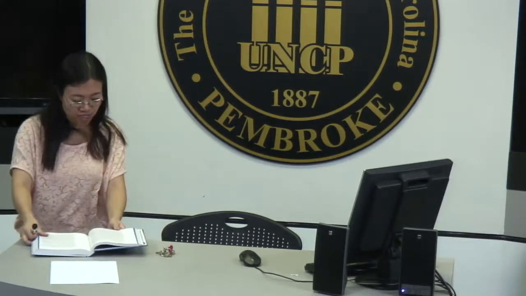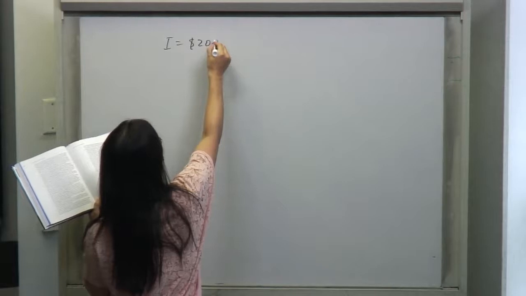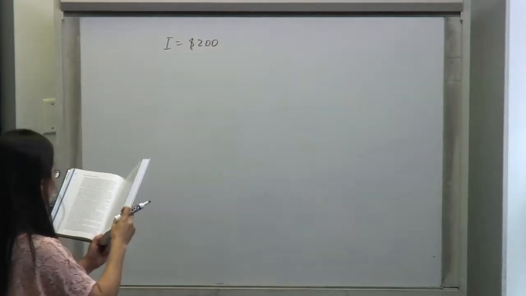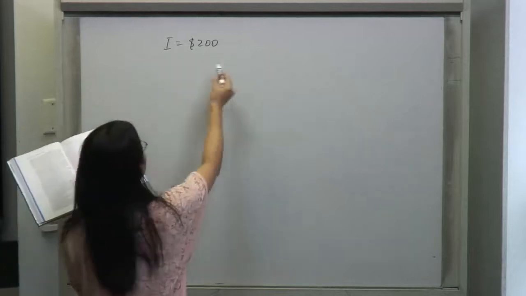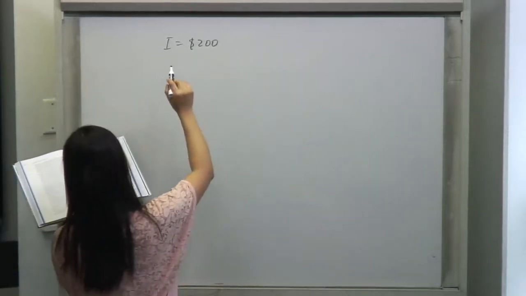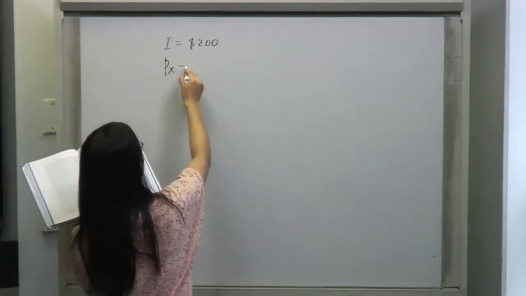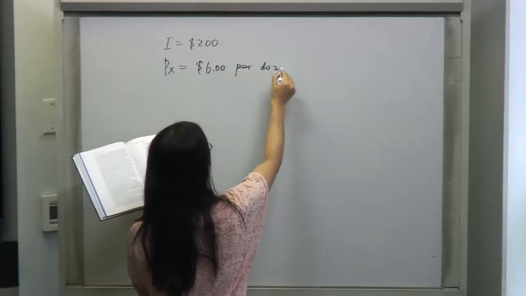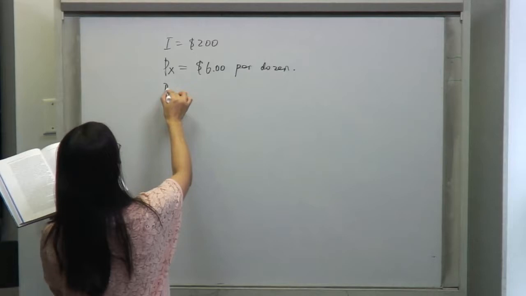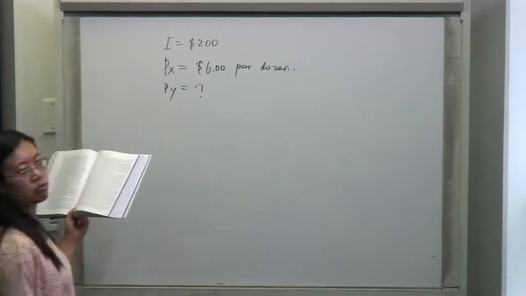Okay, so let me give you some basic information here. The income is $200, and there are two goods: good X, the bagels, and good Y, the other goods. They give you the price of a dozen bagels, which is $6. For good Y, they did not give you the price.